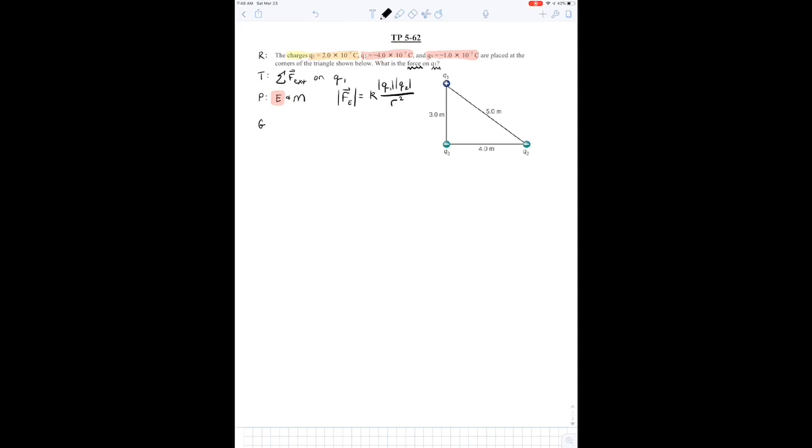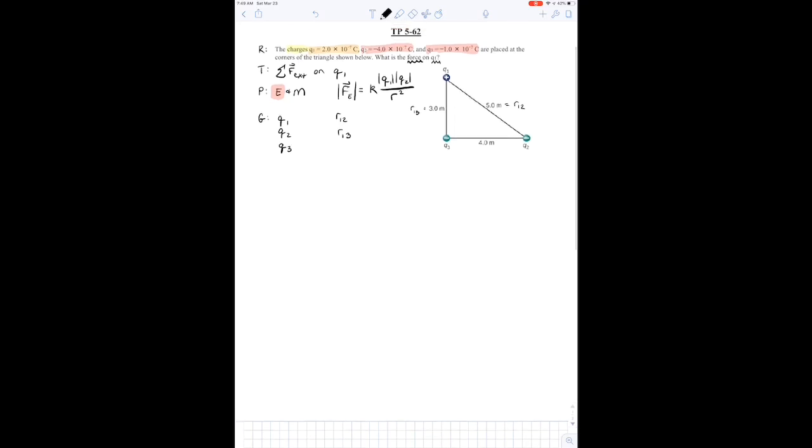So in our givens, we have Q1, we know Q2, Q3, and we also need to know the distance between Q1 and Q2, and the distance between Q1 and Q3. So we have all of those distances, which is pretty nice. We're given all of those values. So we can label it right over here, this distance right here is the distance between Q1 and Q3, and 5 meters is the distance between Q1 and Q2.